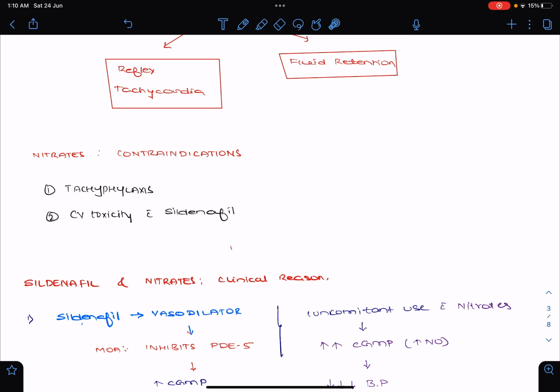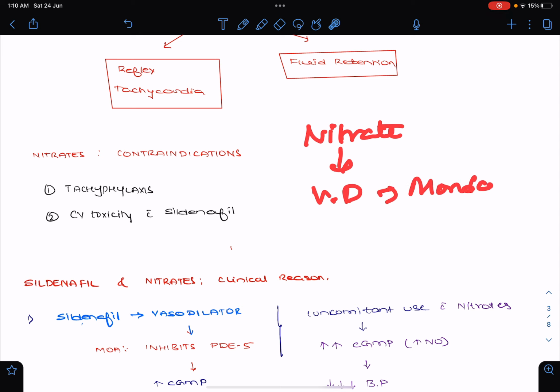So when they come to the industry again on the Monday, again they will be exposed to the nitrates, and on the Monday it is going to cause vasodilation. This will lead to Monday's disease.